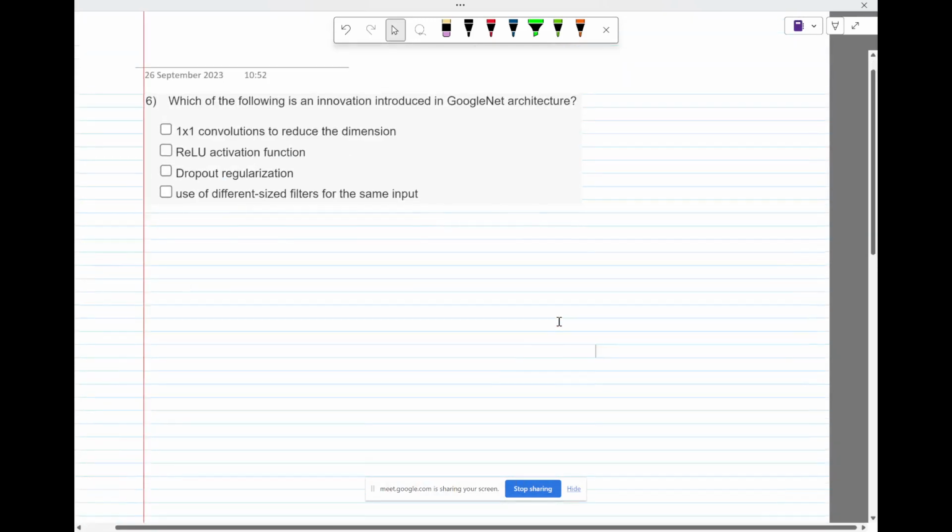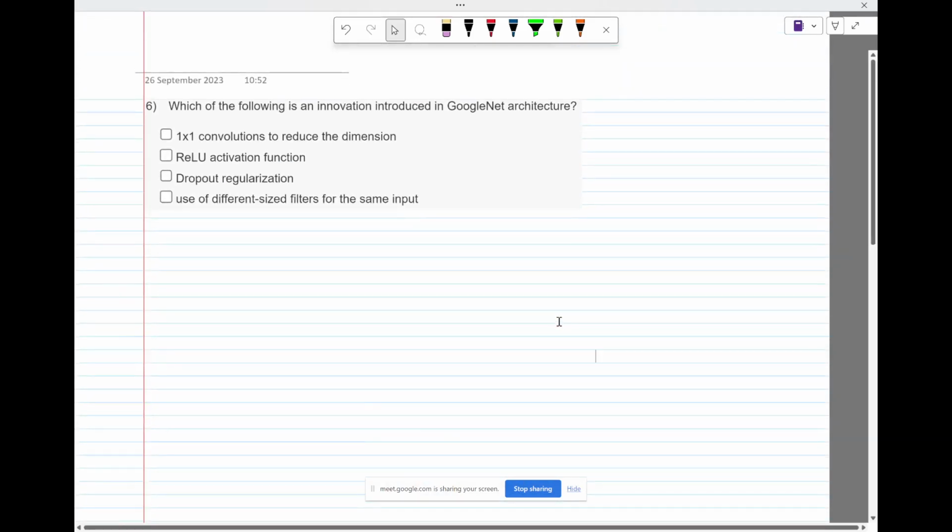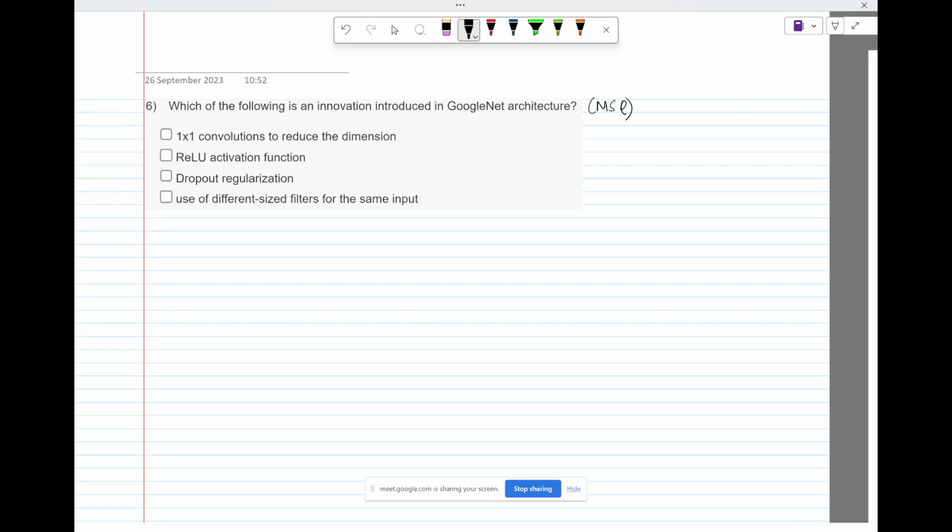Which of the following is an innovation introduced in the GoogleNet architecture? This is a multiple select question. You can have multiple correct answers. First is 1x1 convolutions to reduce the dimension, then ReLU activation function, dropout regularization, and use of different size filters for the same input.